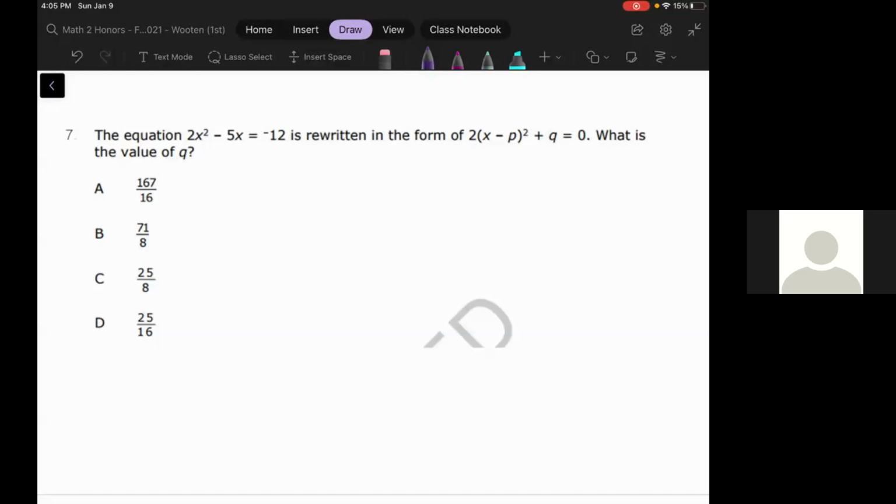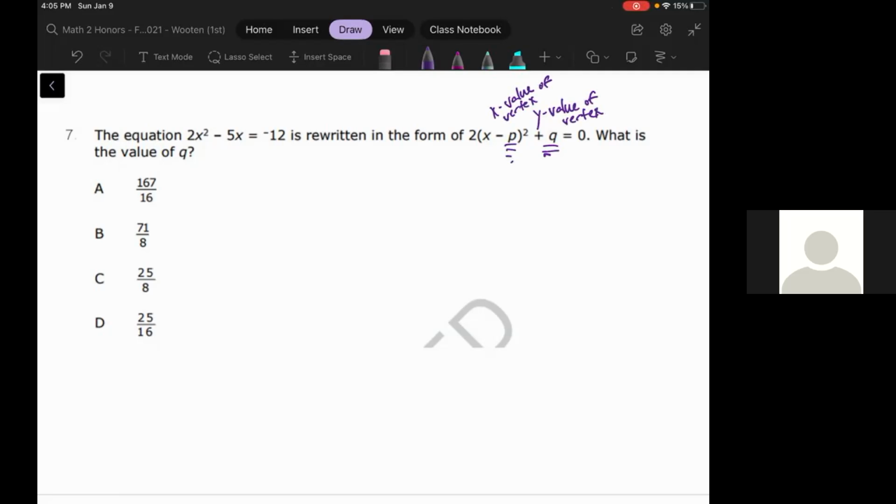If we wanted to go about this and find a way to let Desmos do this work for us, the q appears to be the y value of the vertex, and then that p number would be the x value of the vertex, right? Again, if we know vertex form, that's what it looks like.